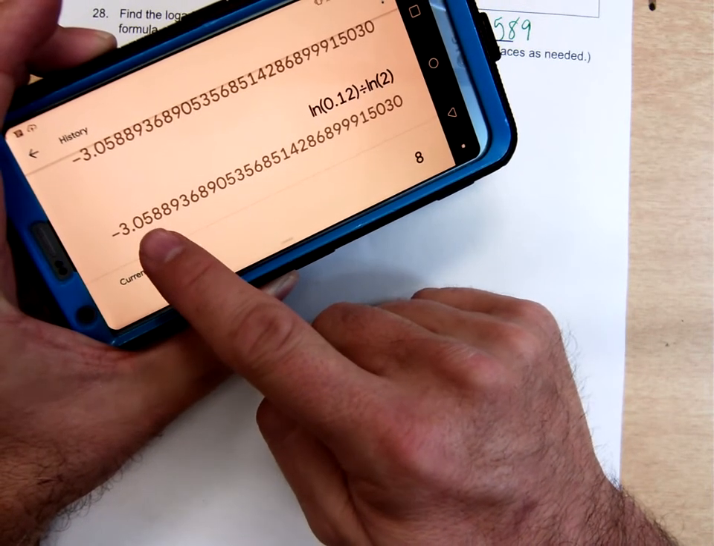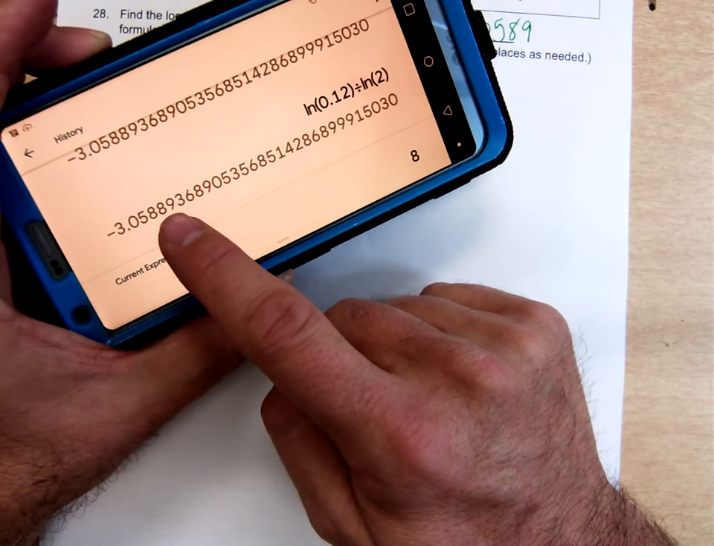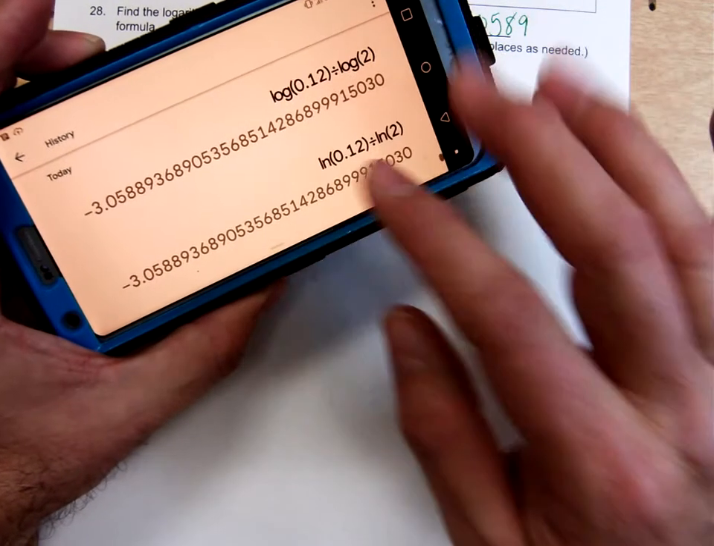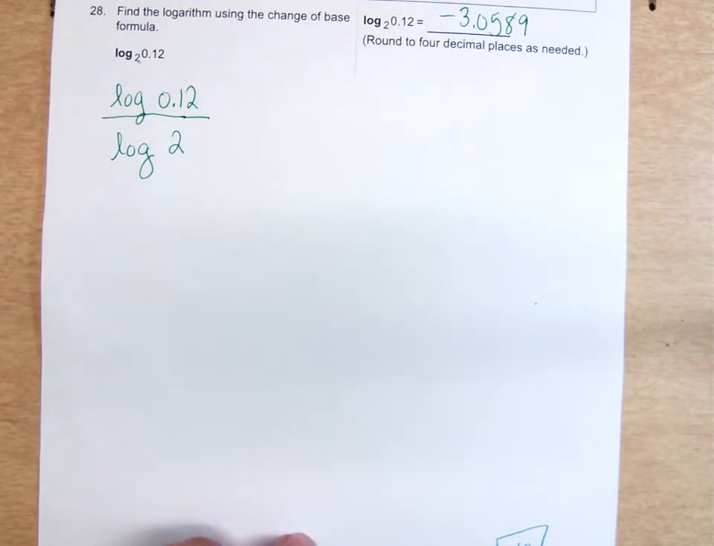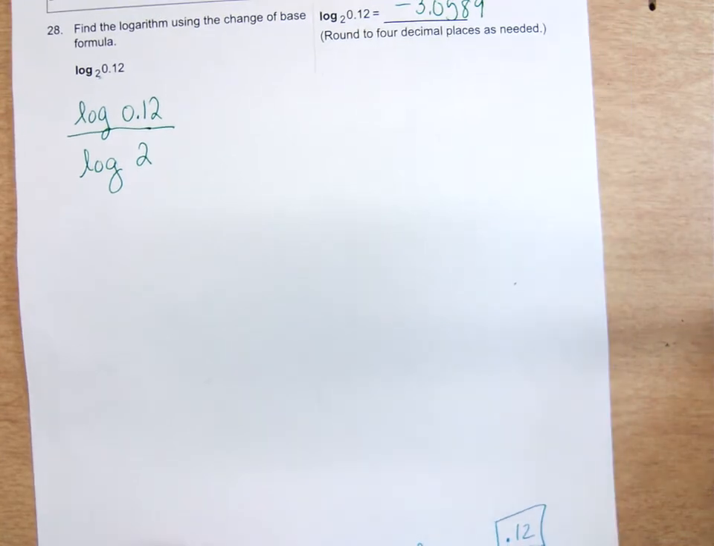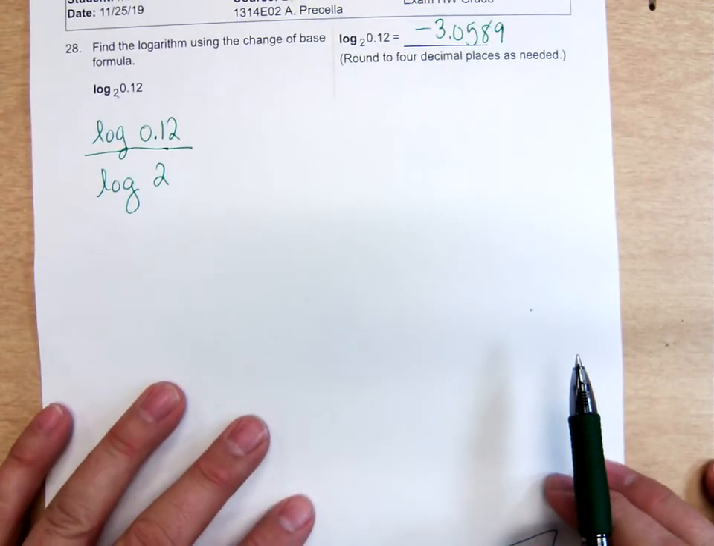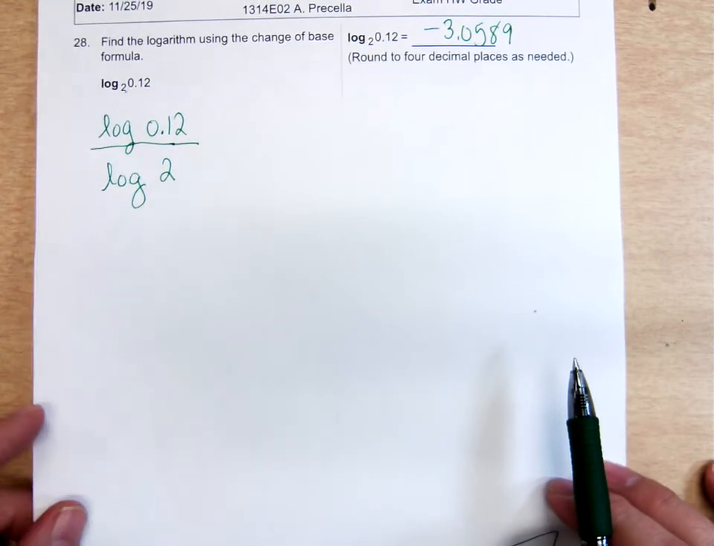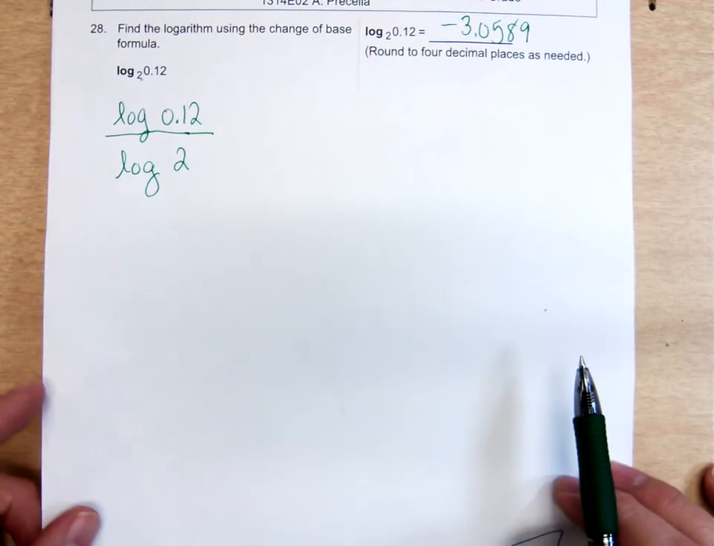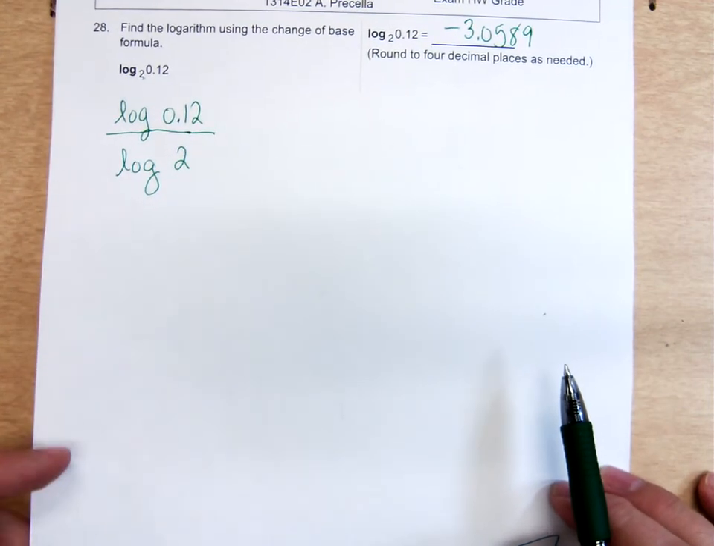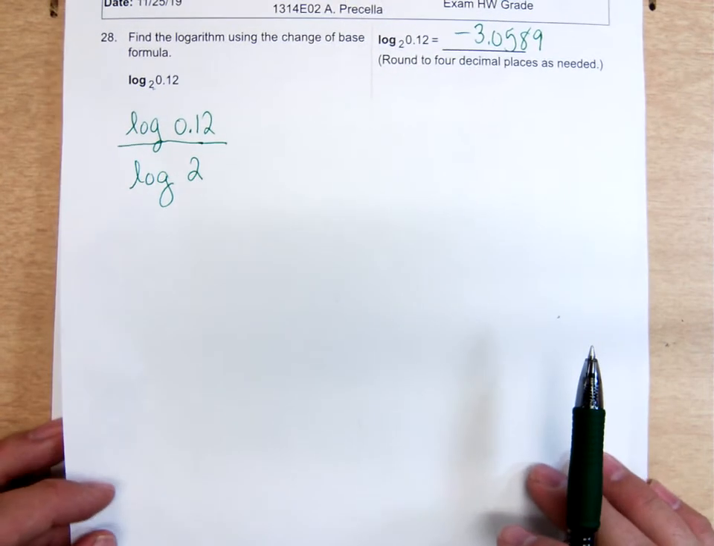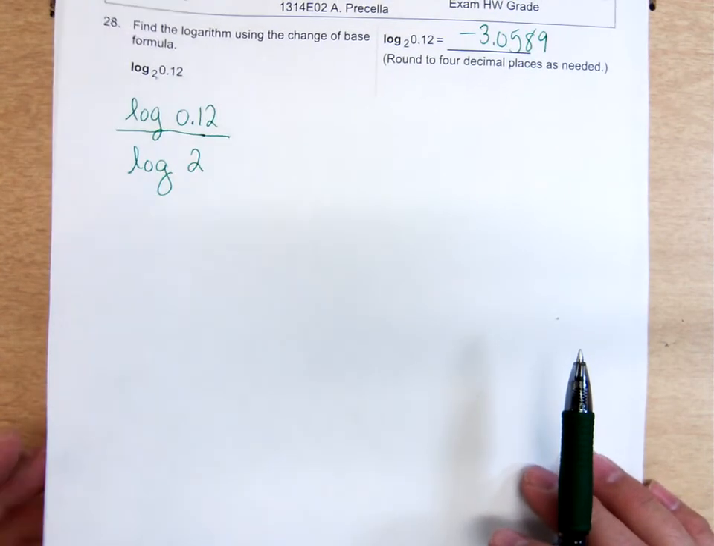Negative 3.0589 is how it would round. Okay? But watch out with those parentheses. If your calculator opens them, you're going to have to close them. That's called the change of base formula. Okay? Any questions there? It's one of those problems that you just need a calculator for. Sometimes students say, well, what if before calculators there were huge tables? Find an old algebra book and you'll see a lot of tables in it.